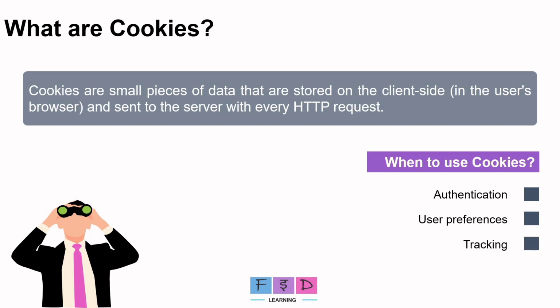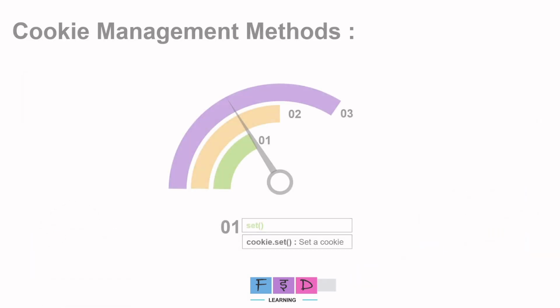Also, cookies can be used to track user behaviors or analytics, helping you to understand how users interact with your application. And to work with cookies in Angular, we can use a library like ngx-cookie-service, and we can easily install it using npm command. After installation, we will have three main methods to manage cookies in Angular using the cookie service provided by the ngx-cookie library. So the first method is .set method, which sets a new cookie with specified name and value.